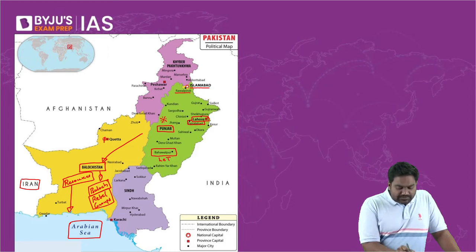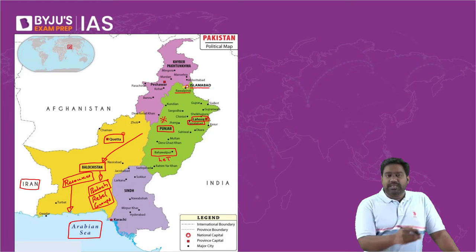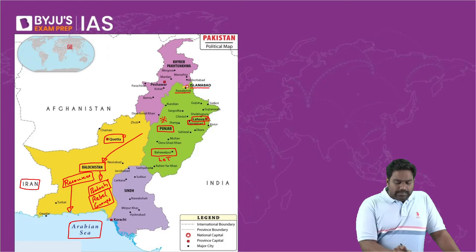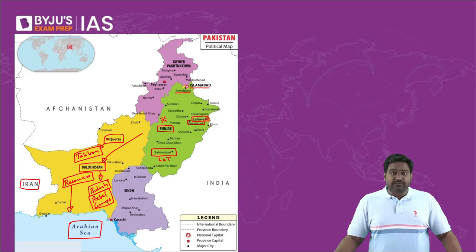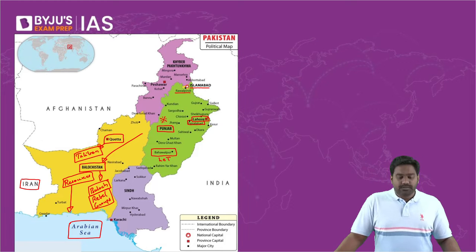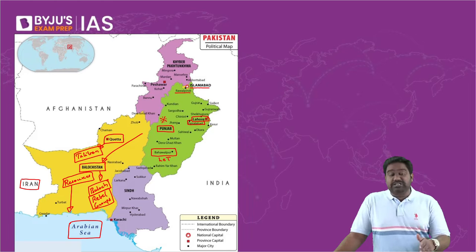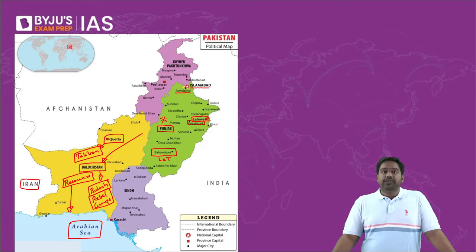Here, the major city would be Quetta. Quetta is very close to the Afghan border, and this is where Pakistan had sheltered the Talibani leadership, when the Afghan Taliban leadership was thrown out from Afghanistan following the US invasion in 2001, right? The Talibani leaders were hosted here at Quetta by the Pakistani leadership.